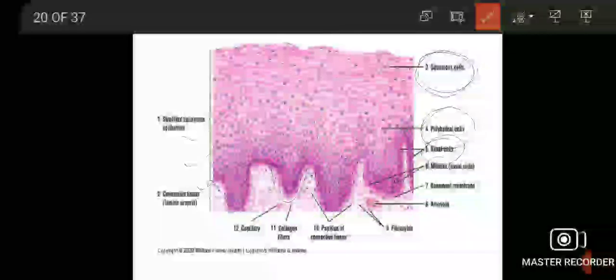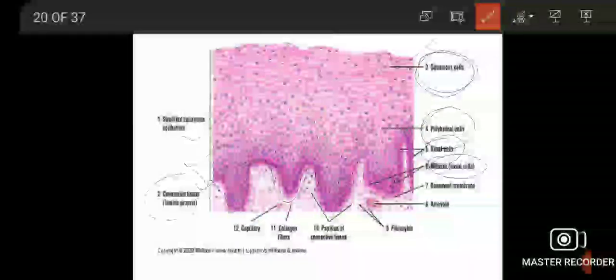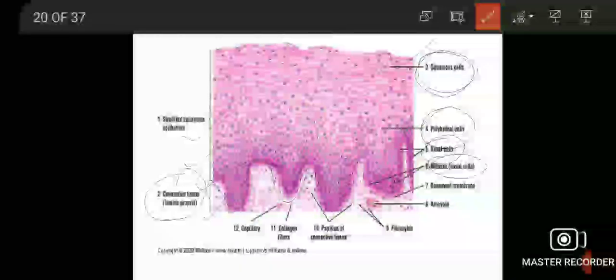Mitosis occurs in the basal cells, and whenever the cells from the surface layers are sloughed off, the basal cells divide and replace the surface cells. This is the underlying connective tissue. Here you can appreciate the capillaries, fibrocytes and arterioles, all present in the connective tissue, and through these capillaries and arterioles they supply nutrition to the epithelium.